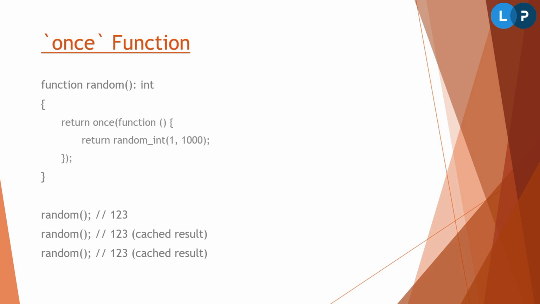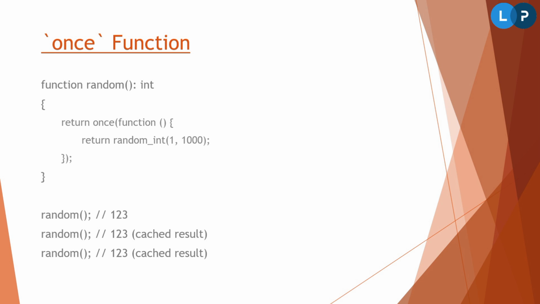Suppose you have a function which needs to be called multiple times with the same parameter or the same requirement. That time it will not execute the whole function directly. Actually, it will respond from the previous result. So here in the example, I have a function random and it's returning the once function.